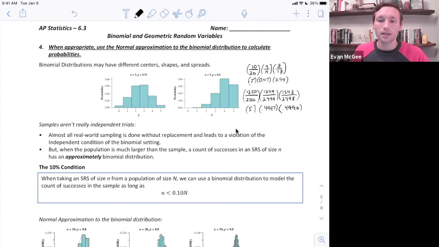So what I'm trying to tell you is that there's this condition called the 10% condition that says even though the trials aren't technically independent, the change in probability is so minor that it's safe to approximate them as independent. And so the 10% condition tells us that if we have a sample n that is less than 10% of the larger population, where capital N stands for the entire population, then it's safe to assume independence on these trials. This 10% condition is used to check and see if it's approximately independent.